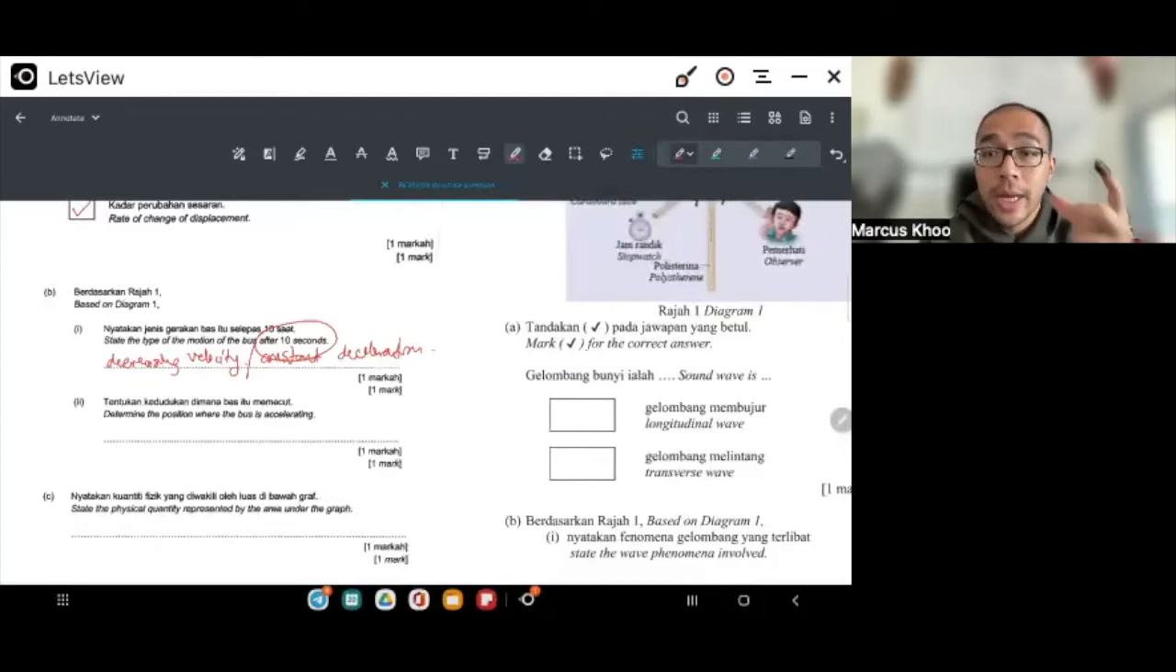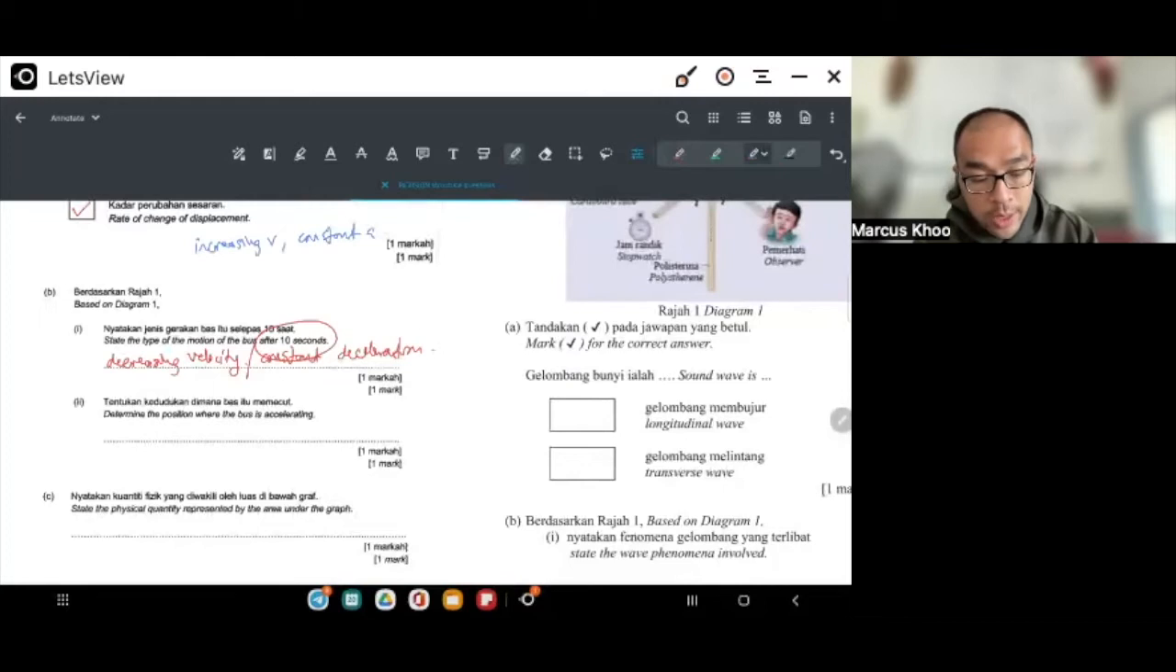This one usually comes as a pair, so remember the pairs. If it is increasing velocity, it will be a constant acceleration. Another one is constant velocity, which means zero acceleration. These are all pairs that come together, so we need to remember them as pairs.